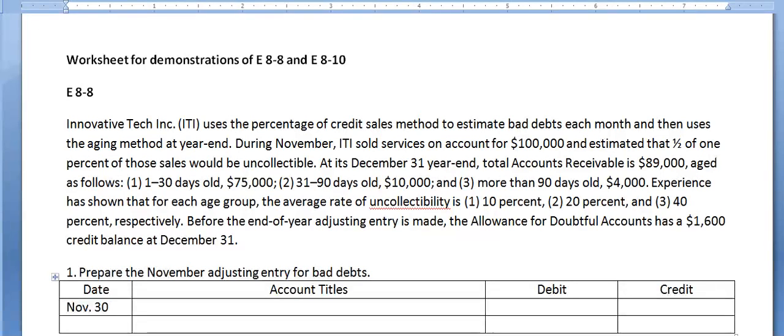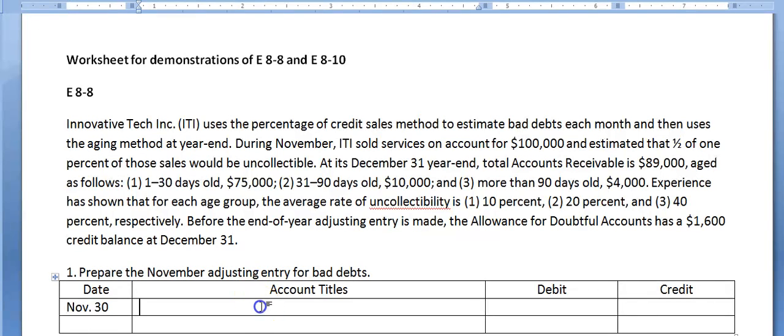Innovative Tech uses the percentage of credit sales method to estimate bad debts each month, and then uses the aging method at year end. During November, ITI sold services on account for $100,000 and estimated that 0.5% of those sales would be uncollectible. Now, our first requirement here is to prepare that November adjusting entry for bad debts. And remember, they said that we will be using the percentage of credit sales method to estimate bad debts during the year, and then at year end switch to the aging method.